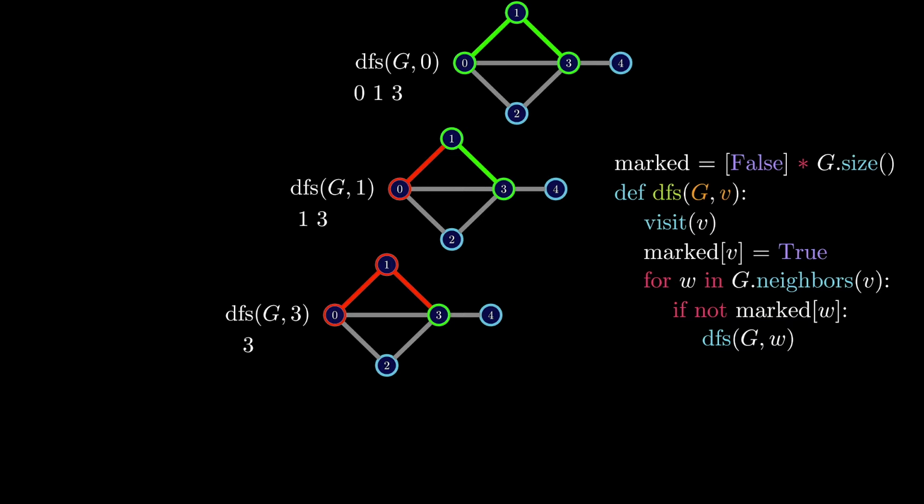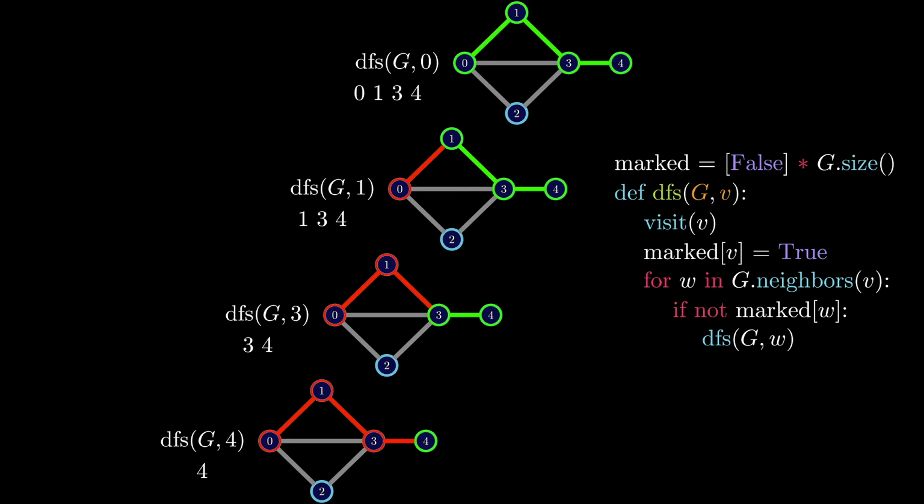Now from here, we can go to vertex 2 or we can go to vertex 4, and the choice we make here is arbitrary. Let's say the algorithm picks vertex 4 first. This means that we have another recursive call with the starting vertex now assigned to vertex 4. We then visit vertex 4, which is the 4th vertex in our traversal. Now at this point in the recursion, we look at all of vertex 4's neighbors, which includes only vertex 3. But notice that vertex 3 is already marked.